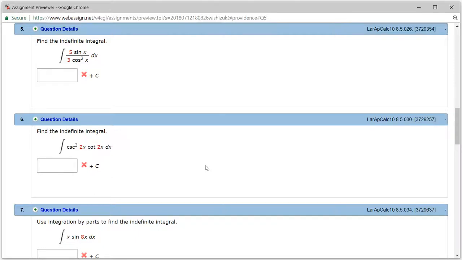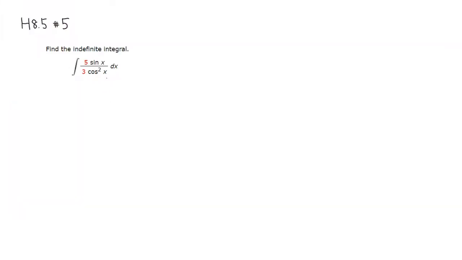All right, let's look at homework 8.5, problem number 5. Let's evaluate this integral here. I'm going to use a substitution. I'm going to let u be cosine of x. So we're going to call this guy u. All right, so let's go through the usual drills.